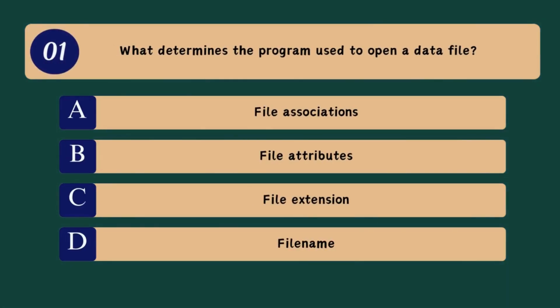Question 1. What determines the program used to open a data file? A. File associations. B. File attributes. C. File extension. D. File name. Correct answer. A. File associations.